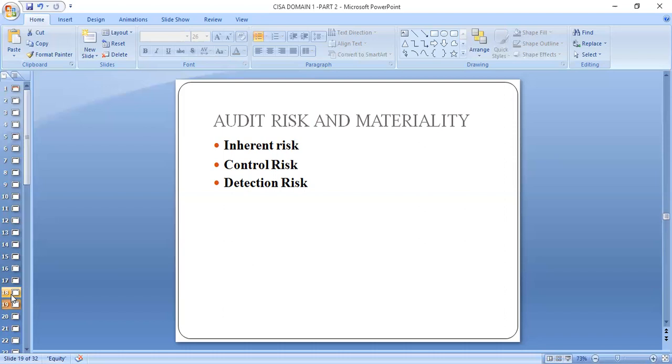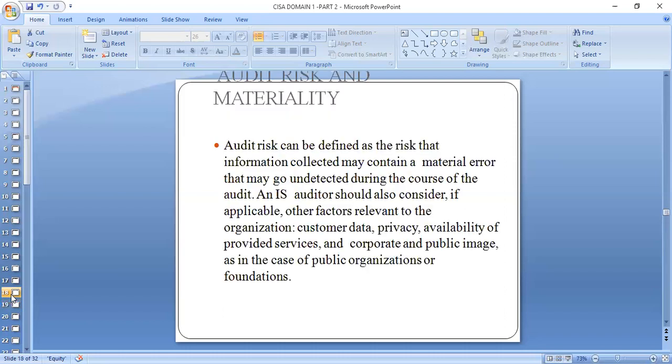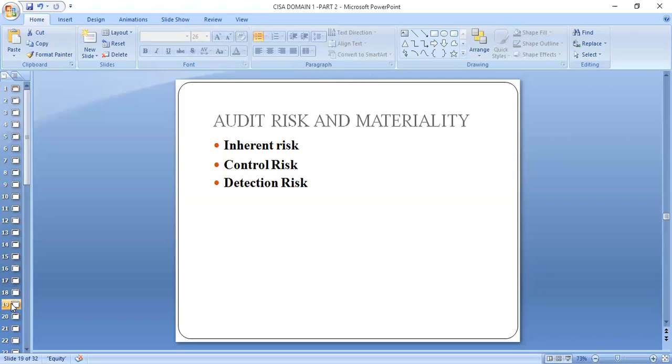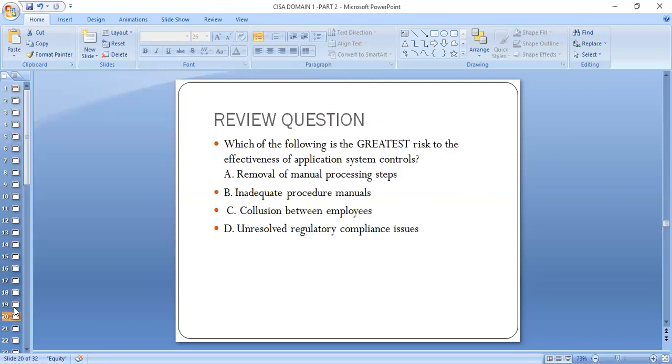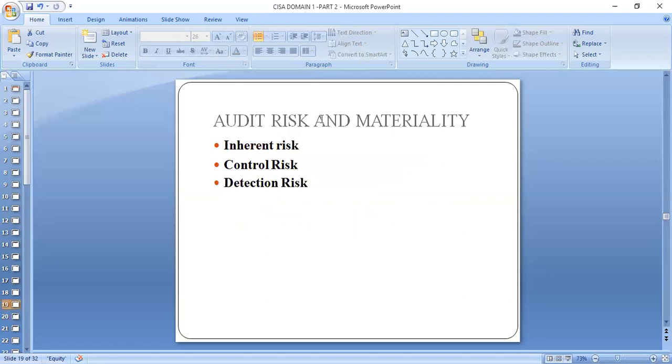So when inherent risk combines with control risk and detection risk, what you have is disaster. What you have is the audit risk. The auditor has completed their audit report. Weeks after, months after, we start hearing stories of issues that were actually there and the auditor did not detect. So that is audit risk.